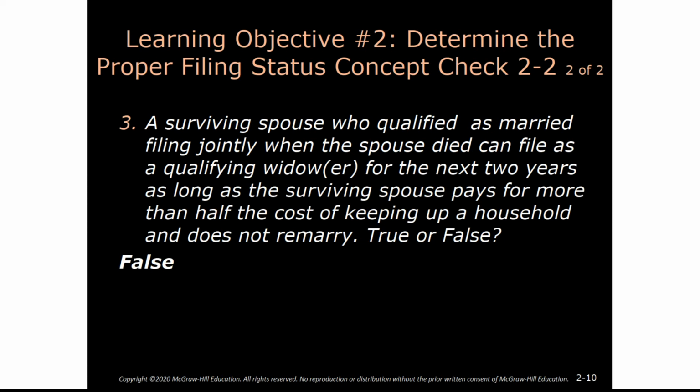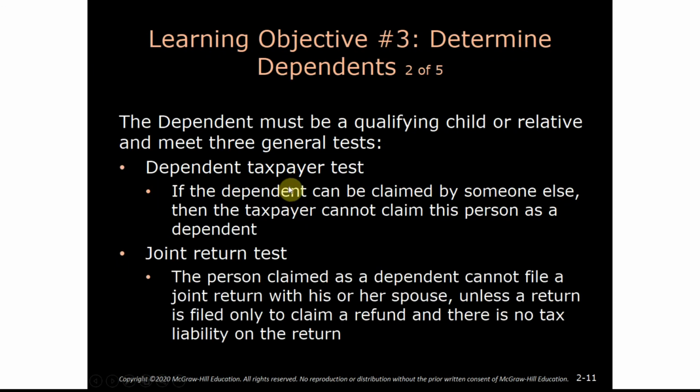A surviving spouse who qualified as married filing jointly when the spouse died can file as a qualifying widower for the next 2 years as long as the surviving spouse pays for more than half the cost of keeping up the household and does not remarry. This is false. The first part is fine, who qualified as married filing jointly. However, the qualifying widow or widower for the next 2 years, as long as the surviving spouse pays more than half the cost of keeping up a household and does not remarry, would have to provide more than half the support for a dependent, usually a child. The dependent must be a qualifying child or relative and meet the 3 general tests.